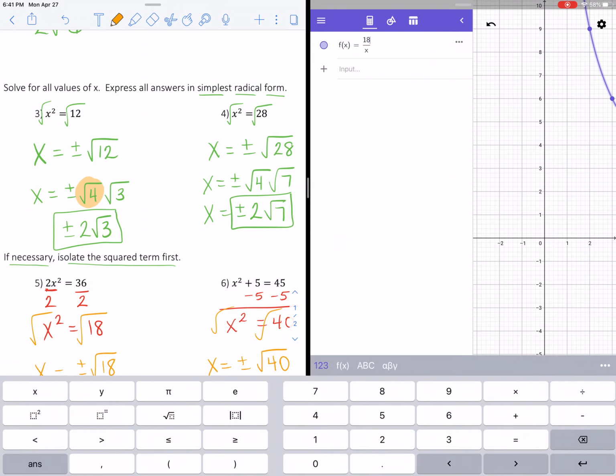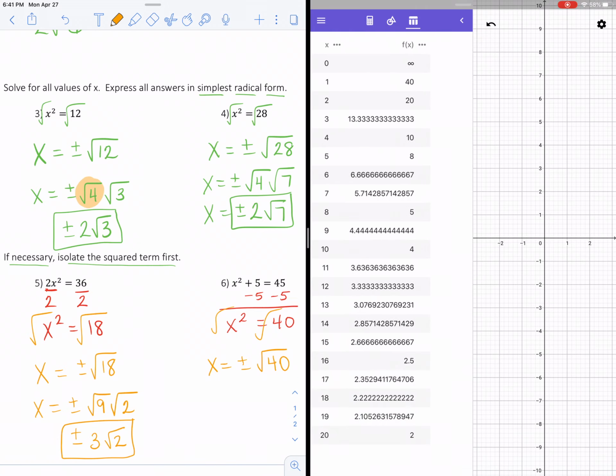Find a perfect square that goes in, so I'm going to put a 40 on top. 40 divided by the x. Look at the table of values, scroll down, and where do you see a perfect square? 4 times 10 right there. So I'm going to bring down x equals positive, negative, 4 times 10. So x equals positive, negative 2 square root of 10. And this is your final answer.